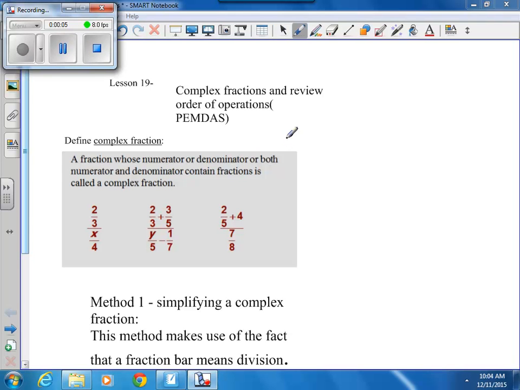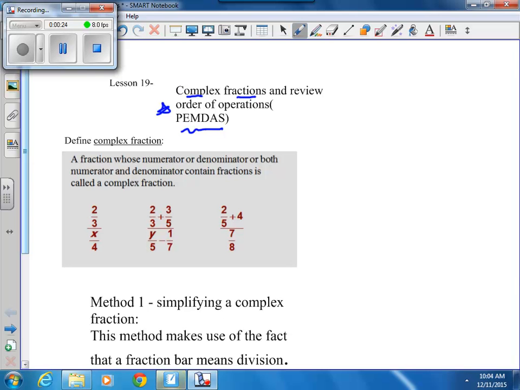Lesson 19, Complex Fractions and Review of Order of Operations, otherwise known as PEMDAS. Please excuse my dear Aunt Sally. So we've dealt with order of operations in the past. It's just that now we're going to be operating on fractions. So before we do that, let's take a look at complex fractions, though.